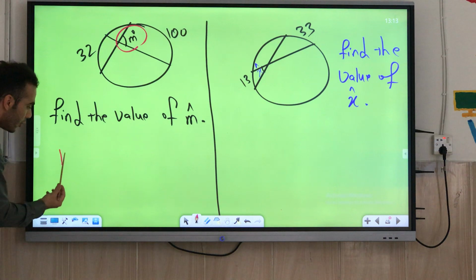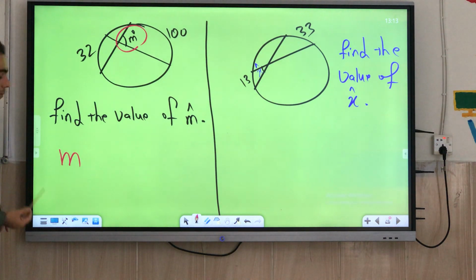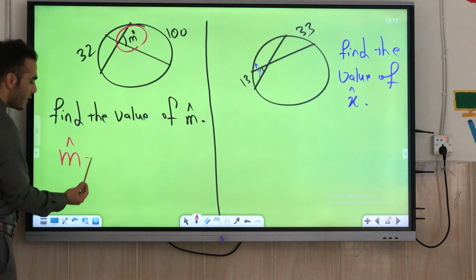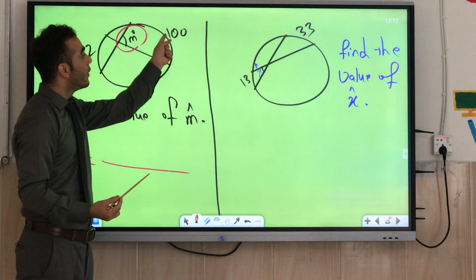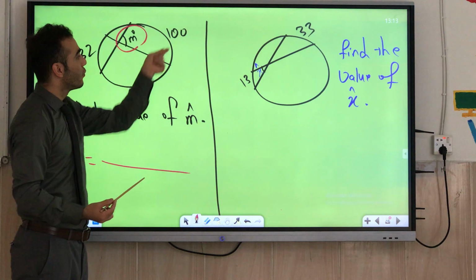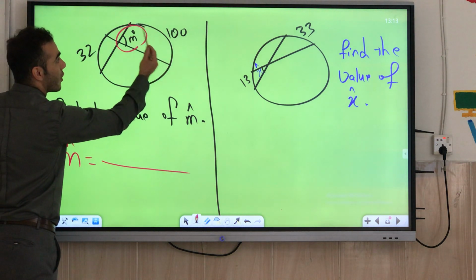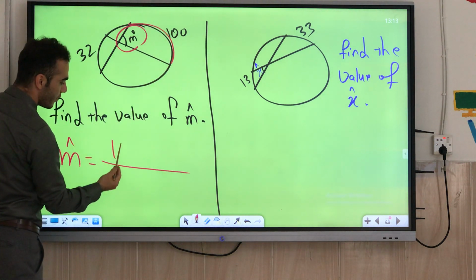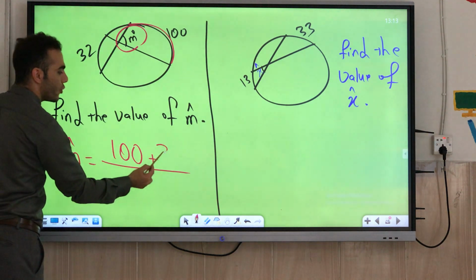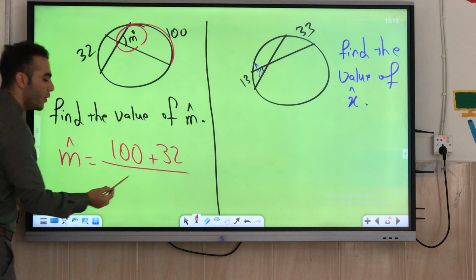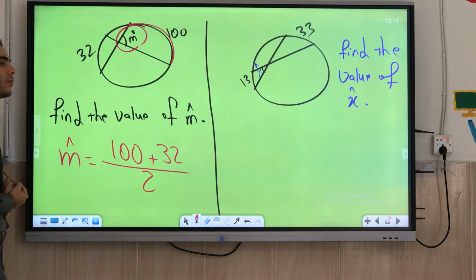According to the interior chords theorem, the measure of M is equal to the addition of the intercepted arcs, which is here. That arc is 100, plus that one is 32, and we divide by 2.